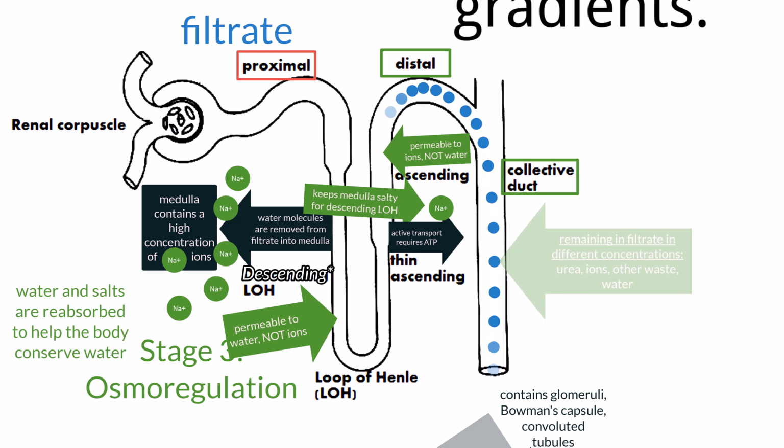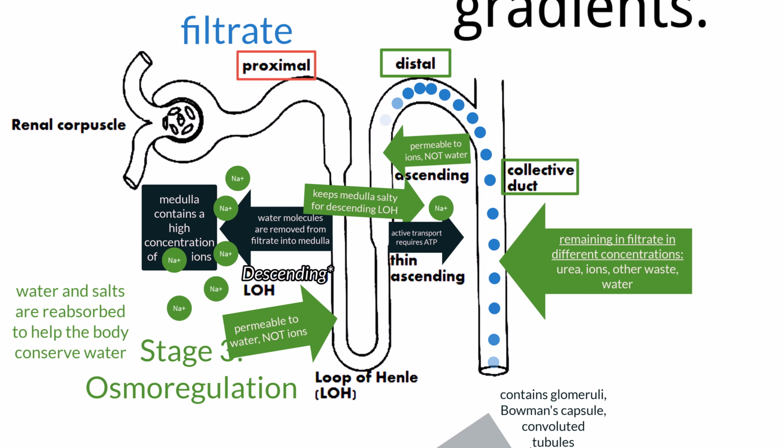We have urea, the nitrogenous waste the body needs to excrete, some ions such as sodium and chlorine, and other small amounts of waste products. Keep in mind the amount of salts and water that remain in the filtrate will depend on the body conditions. The kidney is helping to maintain homeostasis.